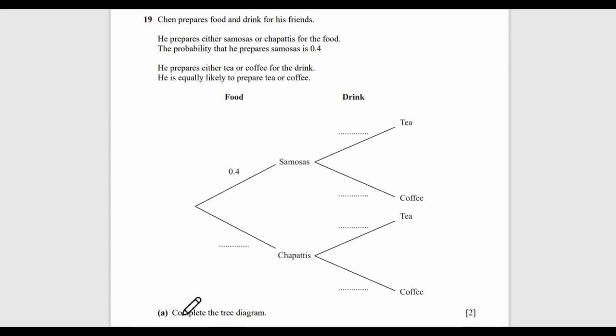Probability tree. So question A, complete the tree diagram. The total probability in each branch is always 1. Now he prepares samosa 0.4, so you are given 10 seconds to fill in this. If you have not finished in 10 seconds, you may pause this video. After that, we will reveal the answer. Alright guys, let's check out the answer.